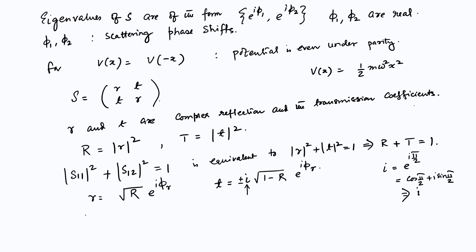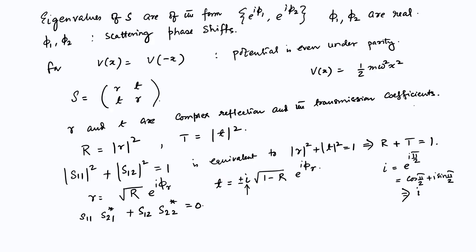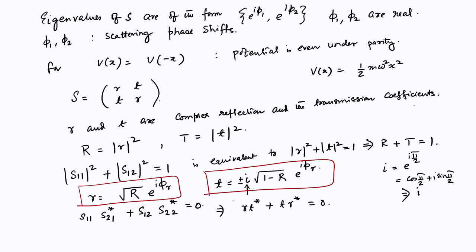And now, of course, your S11 S21 star plus S12 S22 star is equal to 0, which is coming from this equation that we are talking about, which is coming from the off diagonal term of the S matrix. And from this, what one can get is the following, that one can get R T star plus T R star should be equal to 0. And in addition to these relationships, which we have, let me use another color, these definitions of R and T, we also have this expression, which is another relationship between R and T.